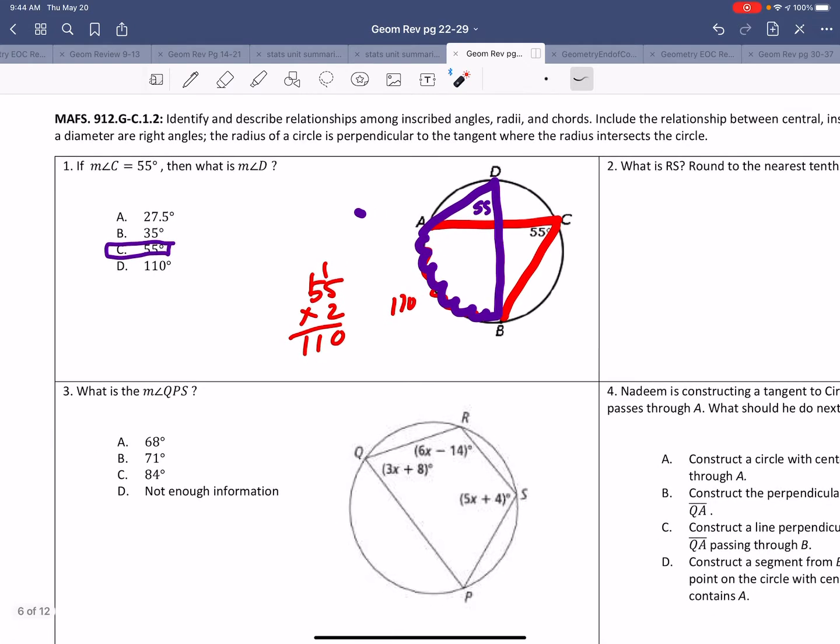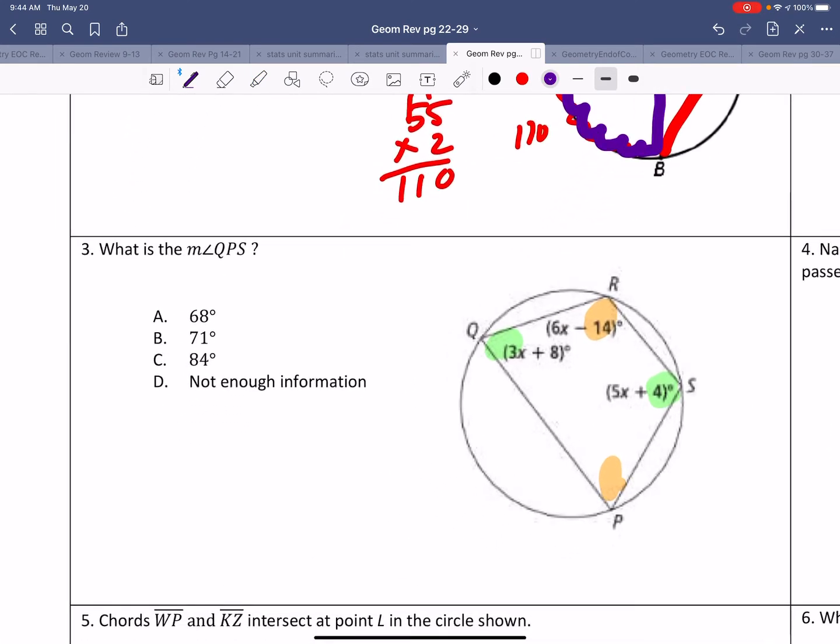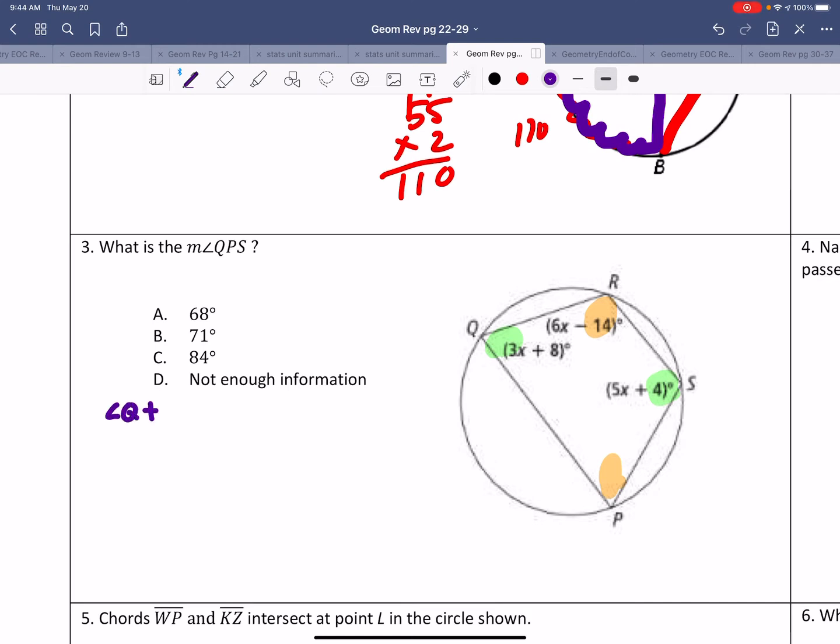Cool. Now I'm going to do question number 3. Like we said before, these two angles add up to 180, and these two angles add up to 180. So we can use that to set up these equations. Angle Q and angle S have to add up to 180. Okay, so substituting in angle Q is 3x plus 8 and angle S is 5x plus 4. We can set this equal to 180.